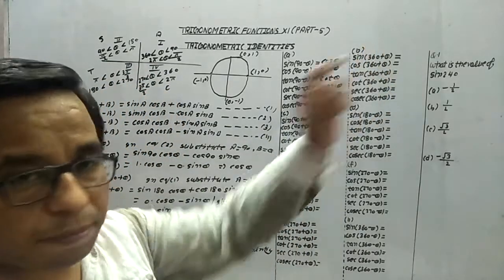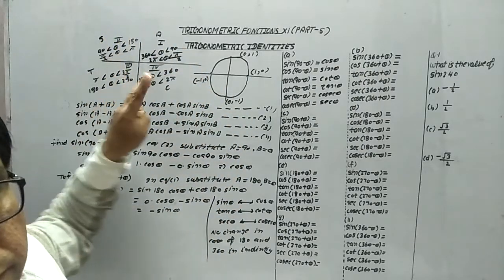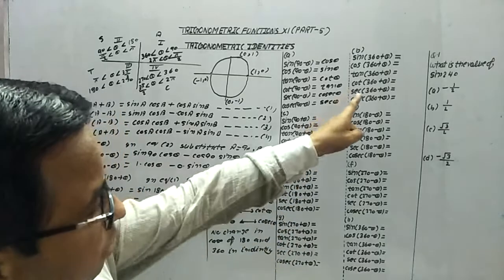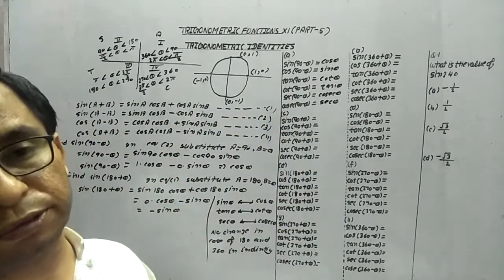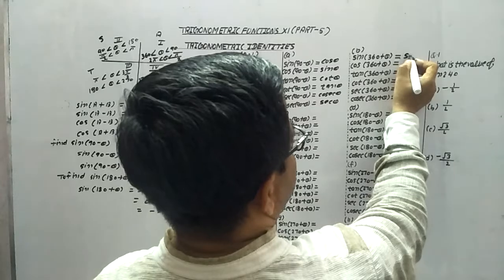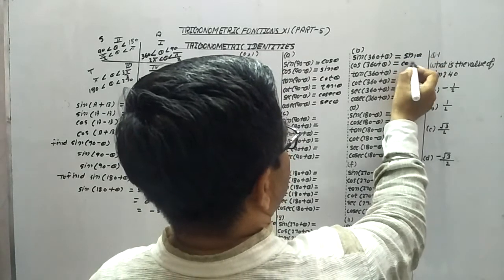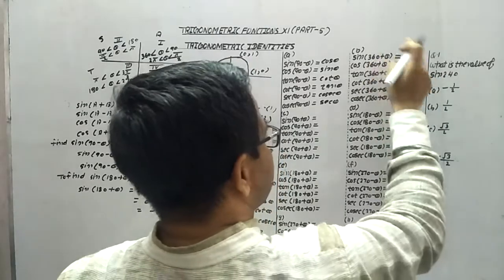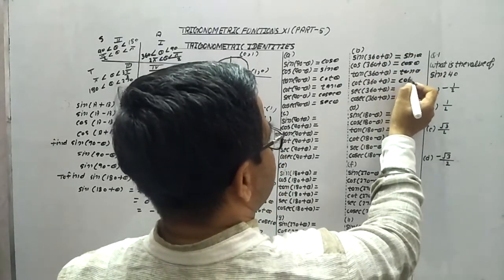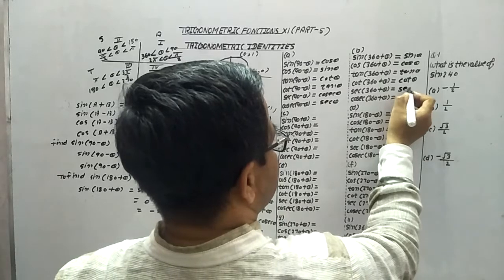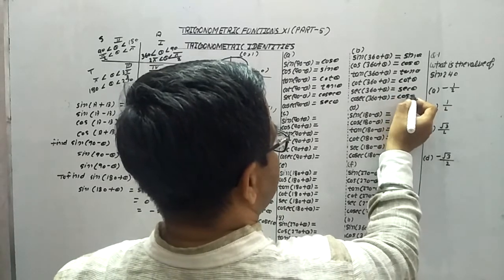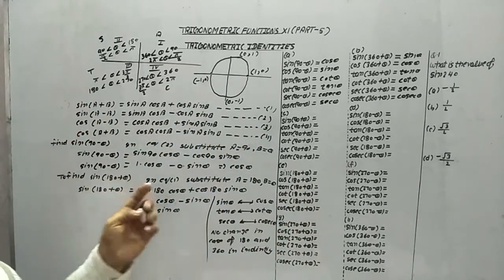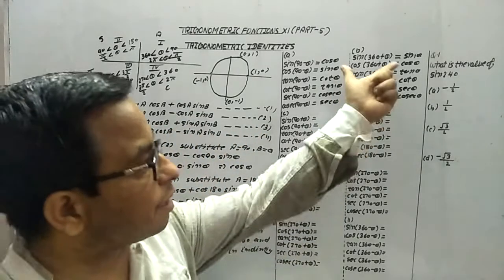Now sine 360 plus theta, we are in first quadrant. In first quadrant there is no change in sign, and because of 360 there is no change in identity also. So sine 360 plus theta is sine theta, cos 360 plus theta is cos theta, tan 360 plus theta is tan theta, cot 360 plus theta is cot theta, sec 360 plus theta is sec theta, cosec 360 plus theta is cosec theta. Once you do the proof on the basis of this, you will automatically see that these results are coming.